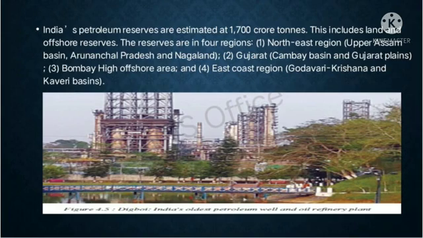India's petroleum reserves are estimated at 1700 crore tons. This includes land and offshore reserves. The reserves are in four regions. First, Northeast region, that is Upper Assam Basin, Arunachal Pradesh and Nagaland. Second, Gujarat, Cambay Basin and Gujarat Plains. Third, Bombay High offshore areas. And fourth region is East Coast region, that is Godavari, Krishna and Kaveri basins.